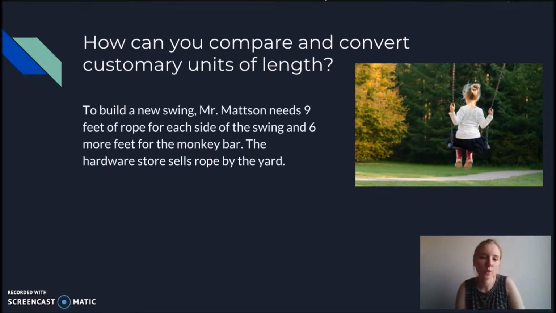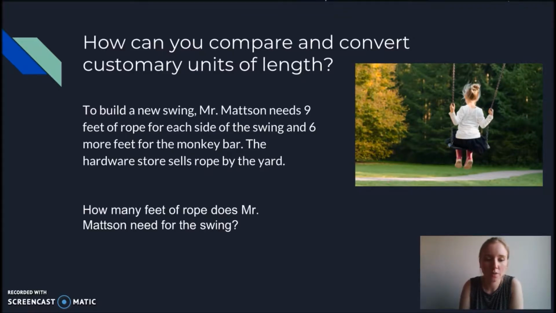To build a new swing, Mr. Matson needs 9 feet of rope for each side of the swing and 6 more feet for the monkey bar. The hardware store sells rope by the yard. How many feet of rope does Mr. Matson need for the swing?